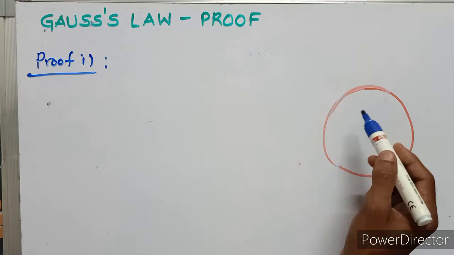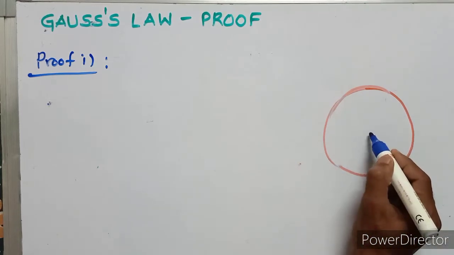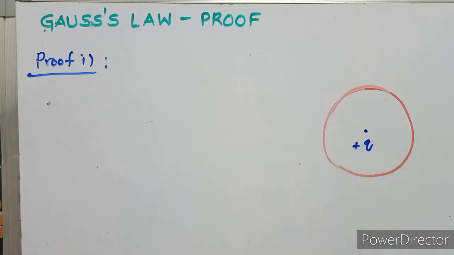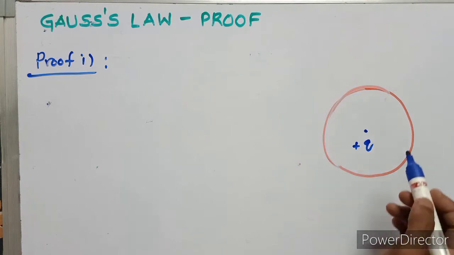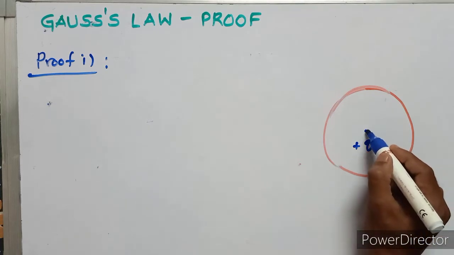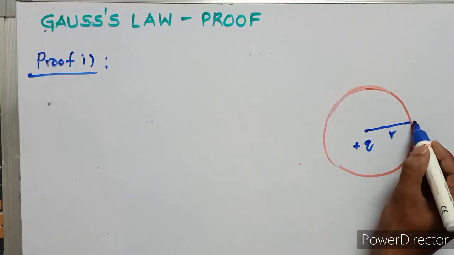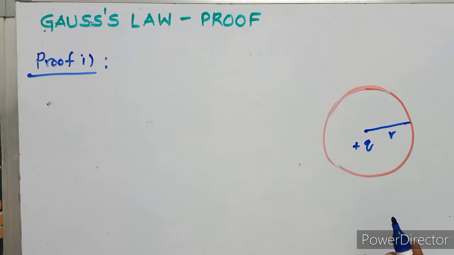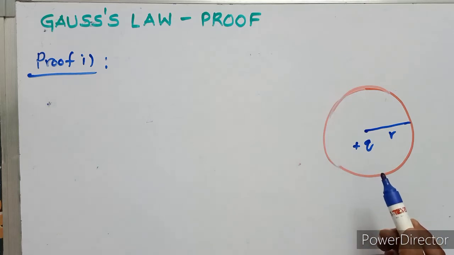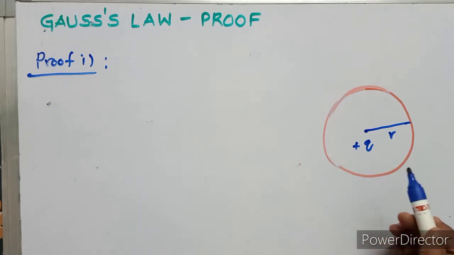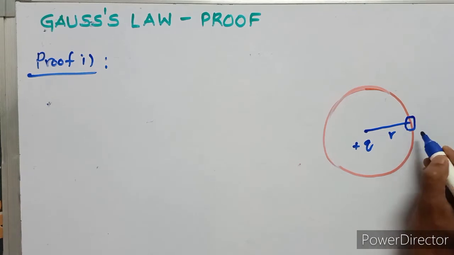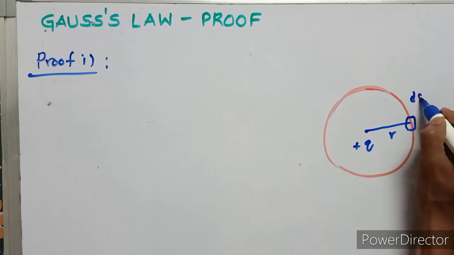Let us consider an isolated point charge plus q. Let us consider an imaginary spherical surface. This is the spherical surface whose radius is r. This is known as the Gaussian surface. Consider a small element of the surface. This is the small element ds.